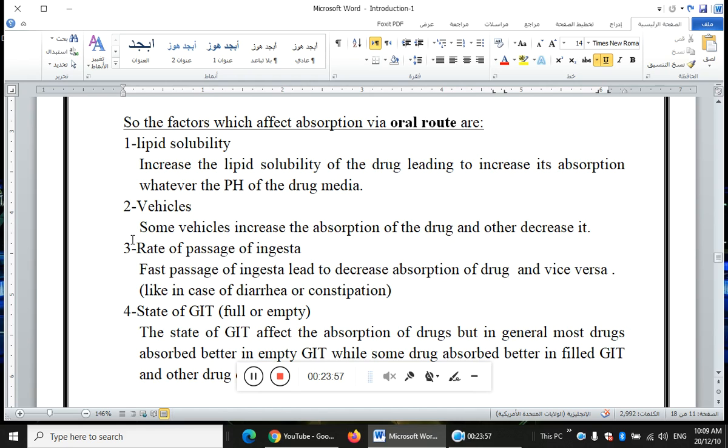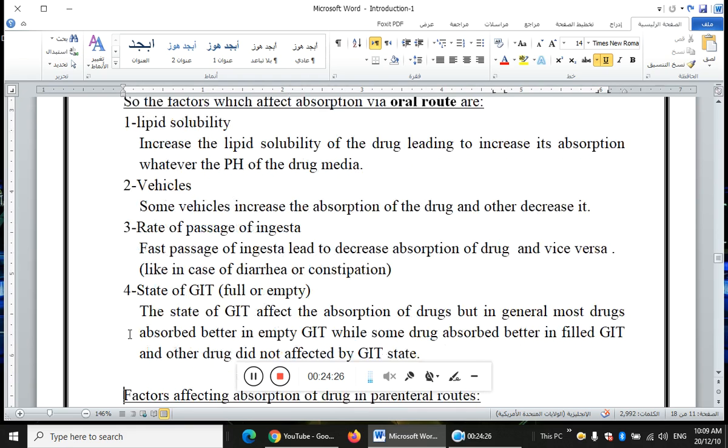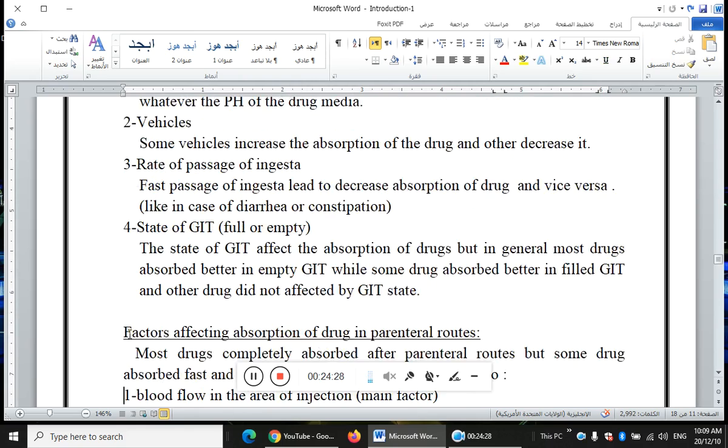The fourth factor is the state of the GIT, full or empty. Of course, the state of the GIT affects absorption of the drug, but in general, most drugs are absorbed better in an empty GIT, while some drugs are absorbed well in a full GIT.